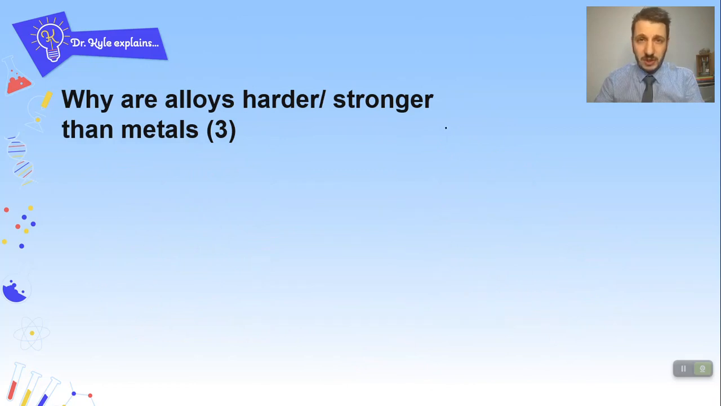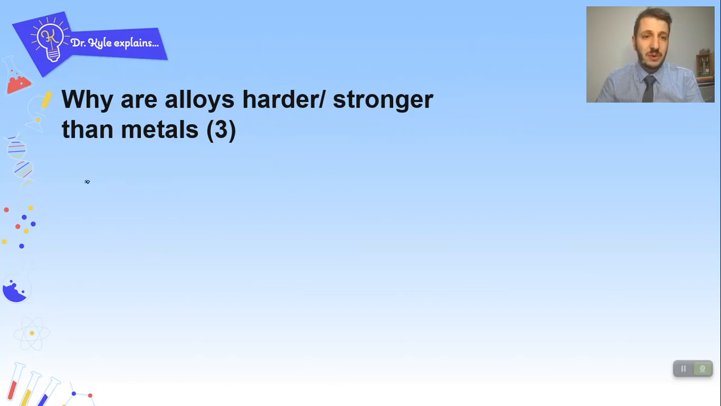Okay, so the question then is, why are alloys harder or stronger than metals? Now, I've kind of just briefly explained that in the last slide, so if you want to have a go at answering this before I go for the answer, please pause the video now, or if you want to just get down this really common question, then feel free to take the notes now. So why are alloys harder or stronger than metals?